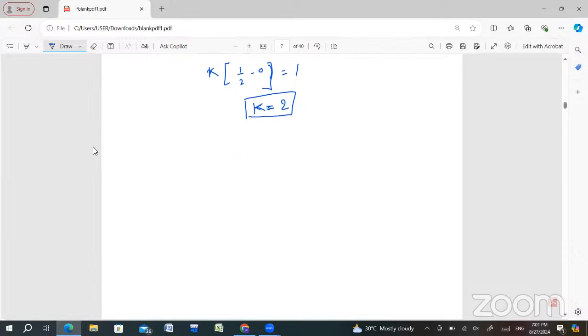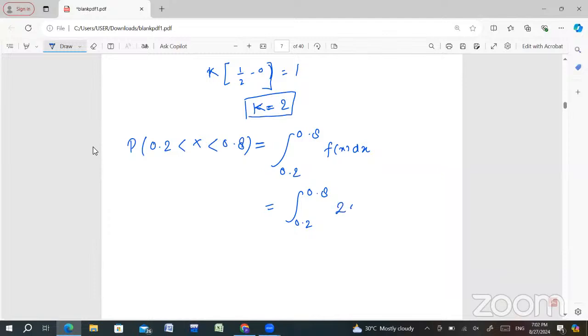Now we have to find the probability that x is ranging between 0.2 to 0.8. There can be multiple ways to solve a single question, so you can use any method you are comfortable with. The only thing is that the answer should be correct. I am solving it with the lower limit 0.2 and the upper limit 0.8, and fx dx. fx is kx, and k we have calculated as 2, so 2x dx.